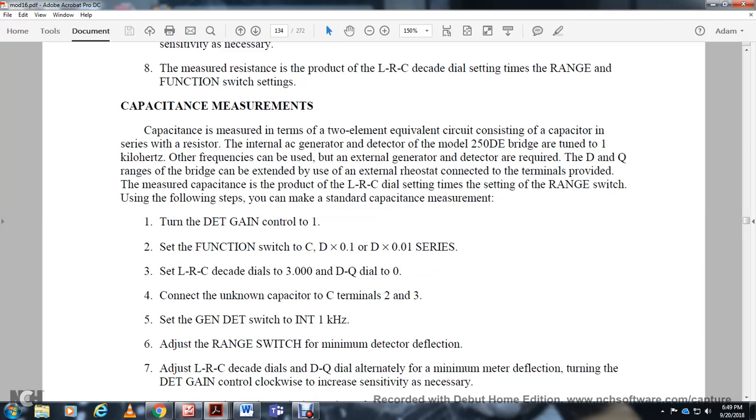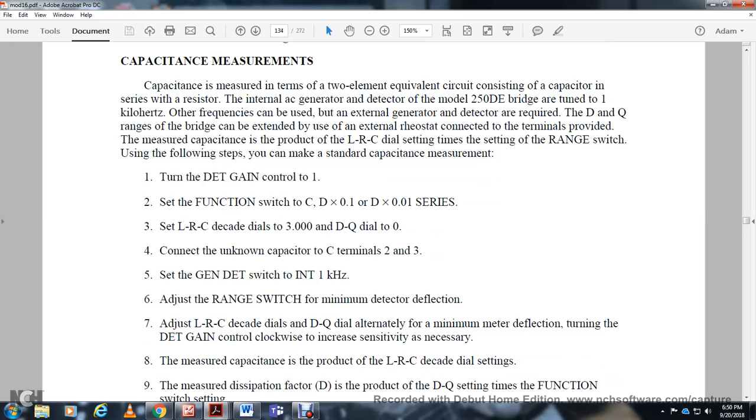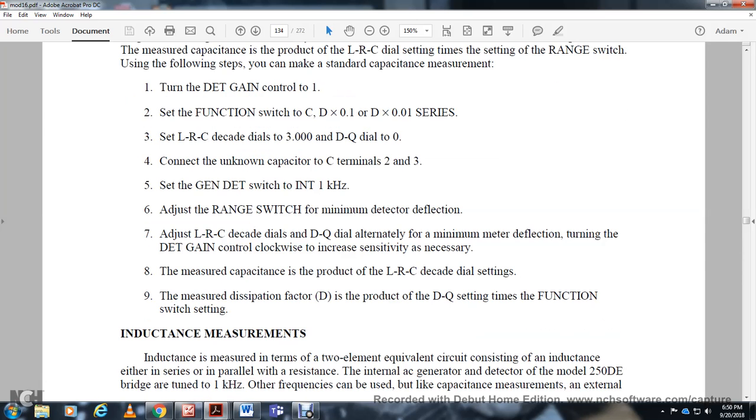Turn the DET gain control to 1 and set the function switch to C, D times 0 to 10, 0 to 100 series. Set the LRC decade dials to 3000 and the DQ dial to 0. Connect the unknown capacitor C to terminals 2 and 3, with the generator detector switch in INT 1 kilohertz. Adjust the range switch for minimum detector deflection. Adjust the LRC decade dials and DQ dial alternately for minimum meter deflection. Turn the detector gain control counterclockwise, increasing the sensitivity as necessary. Measure the capacity as the product of the LRC decade dial setting. Measure the dissipation factor as the product of the DQ setting in terms of the function and range switch settings.